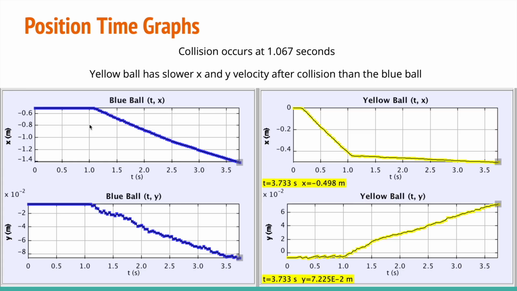mass at each frame. The collision occurs at 1.067 seconds, which we can see from where the graphs change their slope. The yellow ball has a slower x and y velocity after the collision than the blue ball does. However, the y velocities are similar.